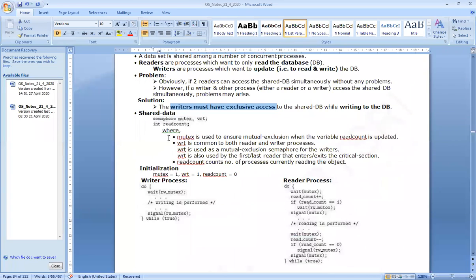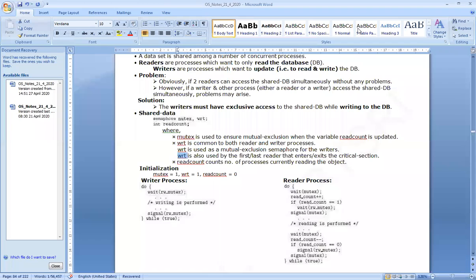So what are the different shared data? In the reader writer problem, there are shared data like mutex, then WRT, which is one more semaphore, and then read count. All these are variables or semaphores. A semaphore is nothing but a variable, and these are the semaphores we are using in the reader writer problem.